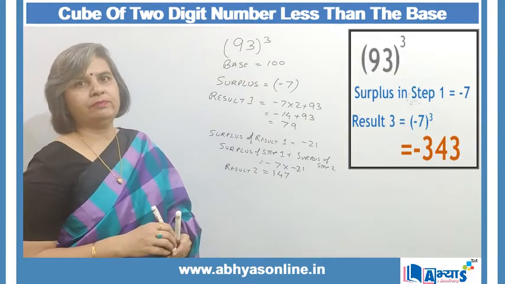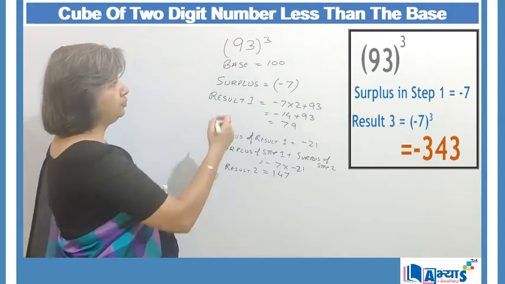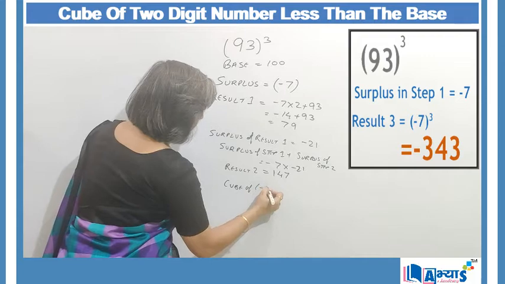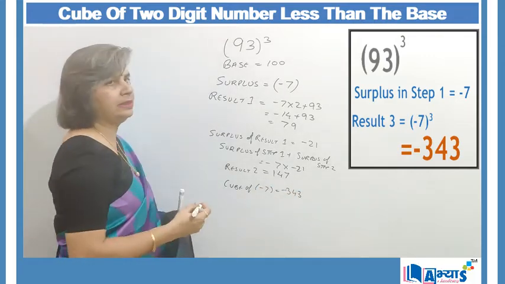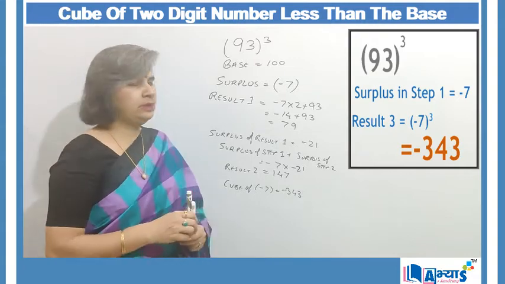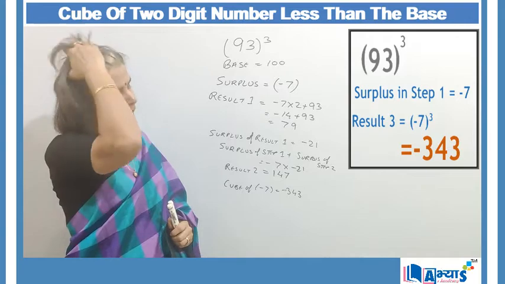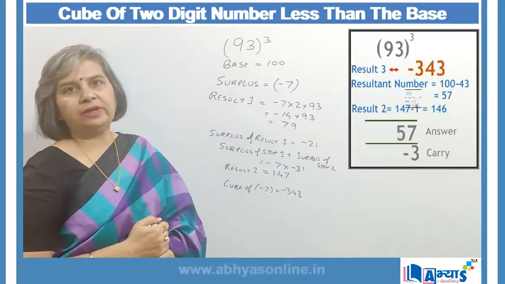In the next step, I will find the cube of the surplus of step 1. The cube of minus 7 is minus 343. So in step 3, I have found the cube of the surplus of step 1, and I have got minus 343. So now I will write the answer.